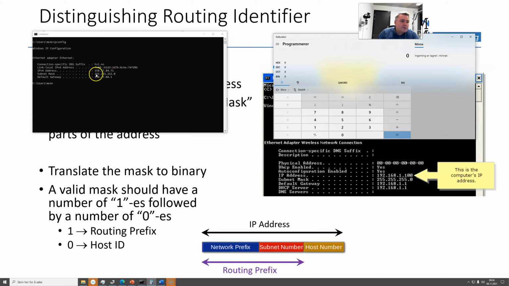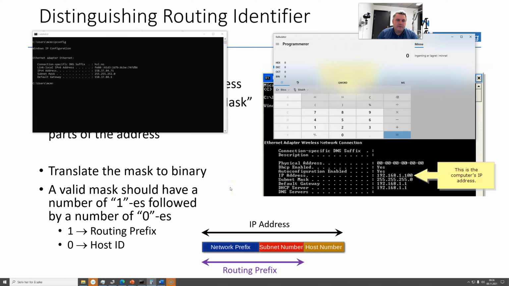Now all in all, I have 8 plus 8 plus 6 ones. So that means I have 22 ones followed by 10 zeros. And the division line between the ones and the zeros is where we have the division line between the routing prefix and the host number. So that is what specifies the division line between the two.